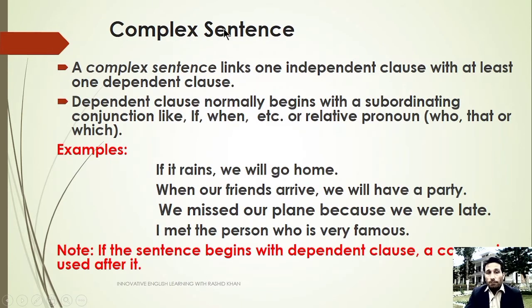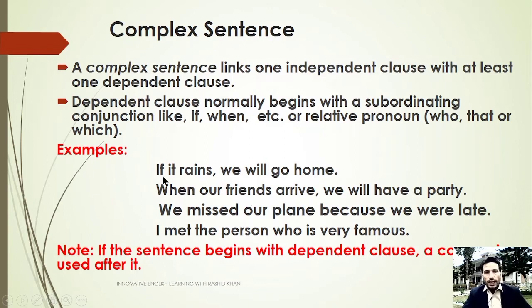Now next we have complex sentence. What is a complex sentence? A complex sentence links one independent clause with at least one dependent clause. So we have a dependent and an independent clause in a complex sentence. Remember, a dependent clause normally begins with a subordinating conjunction like if, when, since, as, etc., or a relative pronoun like who, that or which. So such clauses are called dependent clauses. When we have such clauses in a sentence, that sentence is supposed to be a complex sentence.